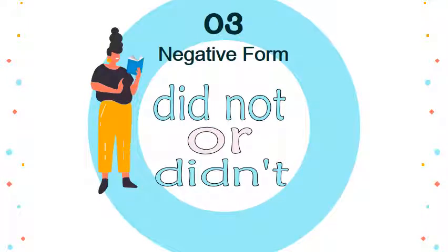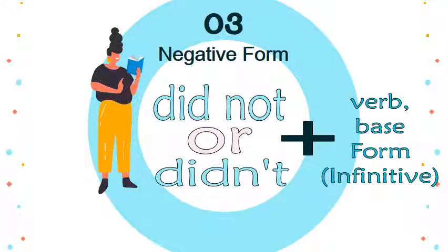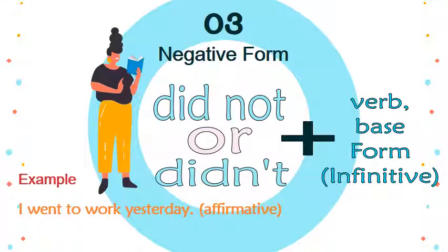After did not or didn't, I have to put the verb in its base form. So first of all, I use did not or didn't, then I put the verb without adding or changing anything in it. Let's take an example. I went to work yesterday. This is the affirmative form. What is the verb? The verb is went. Went is in the past.